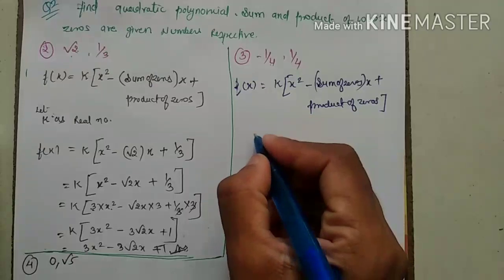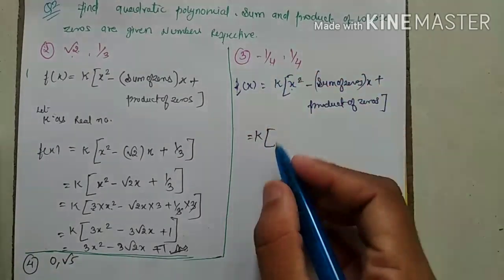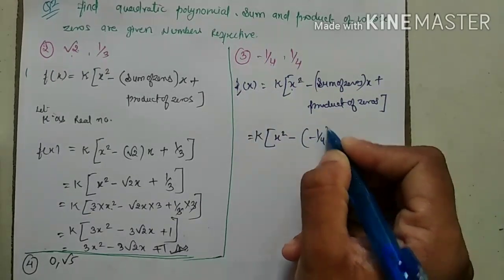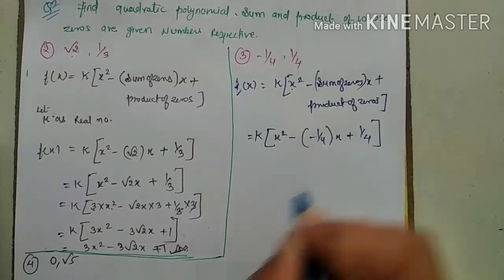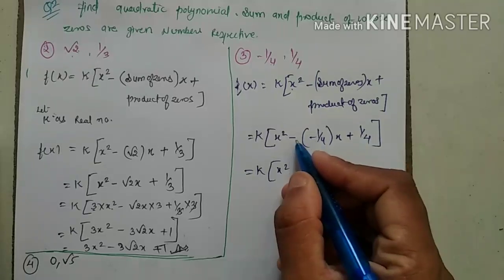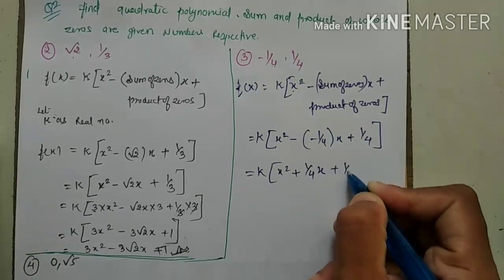Now just see, applied. K is under the bracket x square. It means we are writing like this: sum of zeros is minus 1 by 4th x, plus product of zeros is 1 by 4th. Is it clear? After that, k as it is, x square. While opening the bracket, minus minus becomes plus 1 by 4th x plus 1 by 4th.